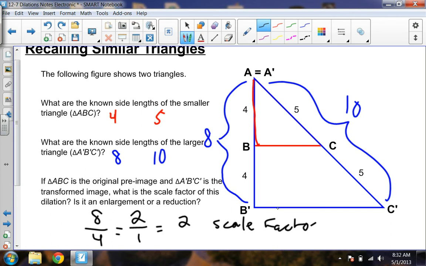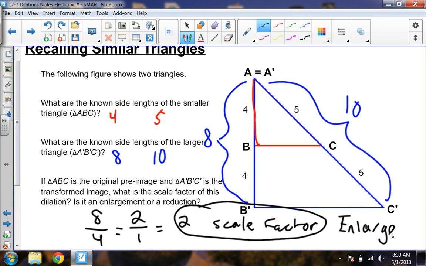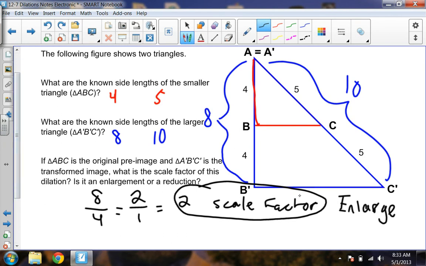And is it an enlargement or a reduction? It is an enlargement. We went from the small triangle, we enlarged it to the bigger triangle. So I'll just put enlarge. Okay. Now, if we looked at it the other way around, let's say the blue one was the original image, the red one was the transformed image, then the scale factor would be 1/2, and it would be a reduction.